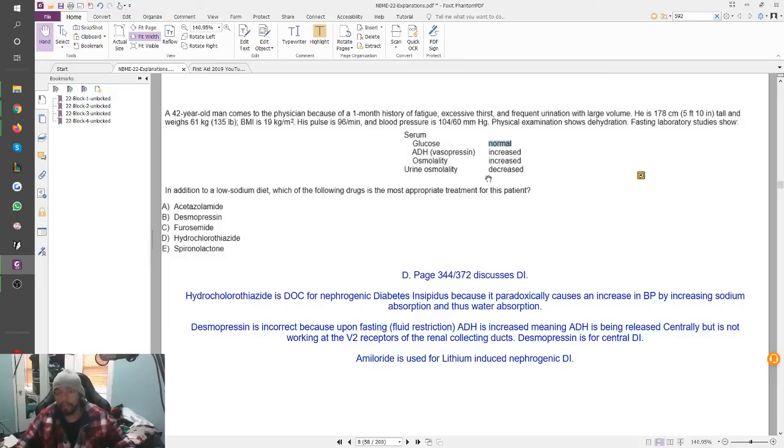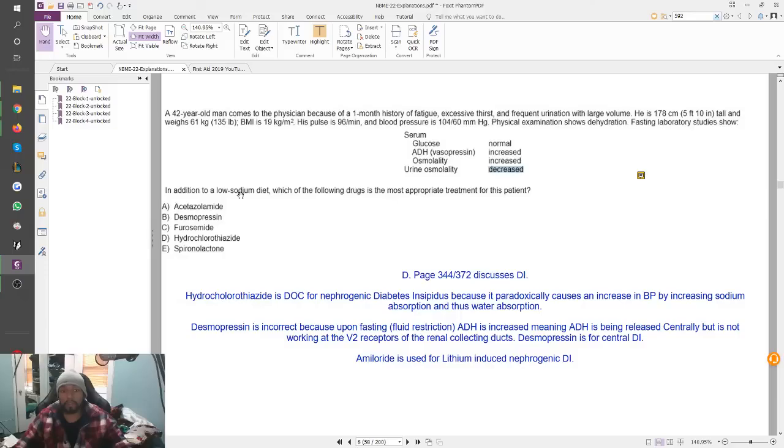Okay, how do you know that? Remember, ADH is antidiuretic. There's going to be no water in the urine. So if your urine osmolality is decreased, that means that the sodium concentration in your urine is decreased. That means you have a lot of water in your urine. So ADH is being released but not really doing its job. Chances are this patient most likely has nephrogenic DI.